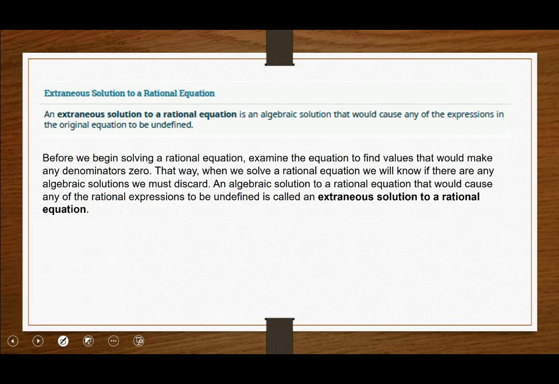We'll find that sometimes our solution for these rational equations is still not enough. We can develop what's called extraneous solutions to rational equations. So all the algebra leads me to a conclusion that doesn't actually give me a true statement when plugged back into the original equation. So these extraneous solutions would be removed from the solution set.